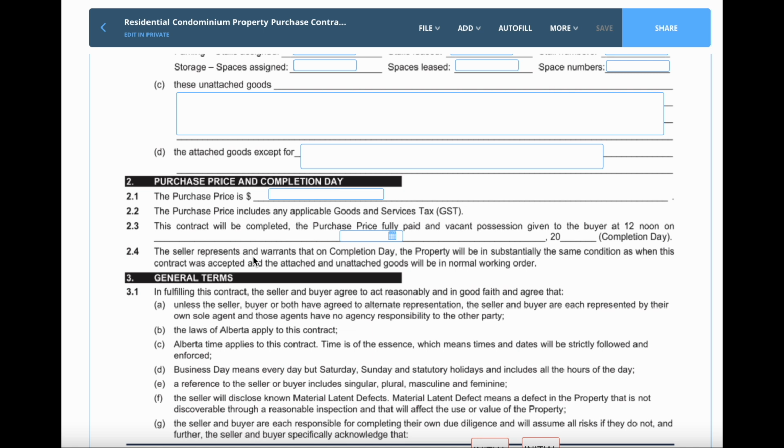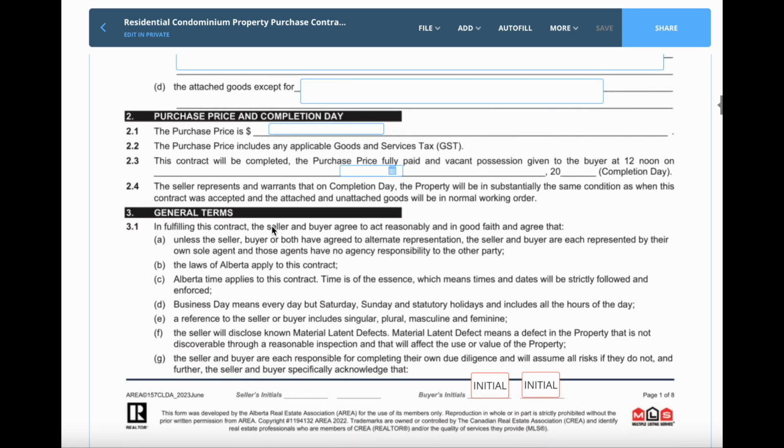So this is important, that the seller represents and warrants that on completion day the property will be in the same condition as when the contract was accepted. So if there are any accidents, whatever can happen, everything has to be in normal working order on possession date. So until you take over the property, until you give up the property on this day, you are responsible for everything, and that includes hail, any furnace breaking down, windows being smashed. Anything has to be fixed and in normal working order, as in the same condition as when this contract was accepted.